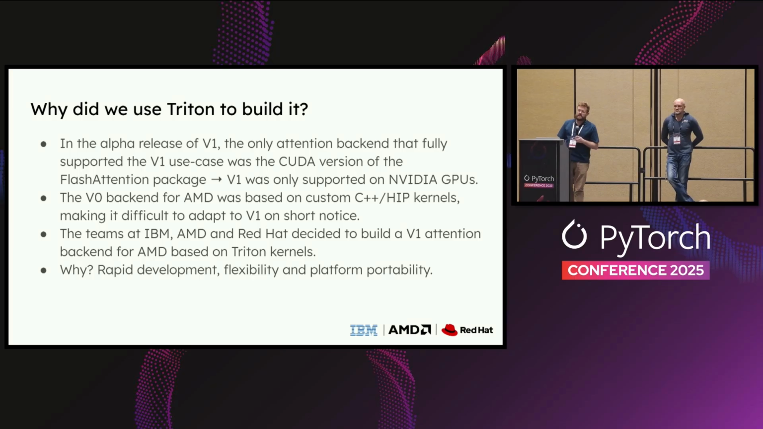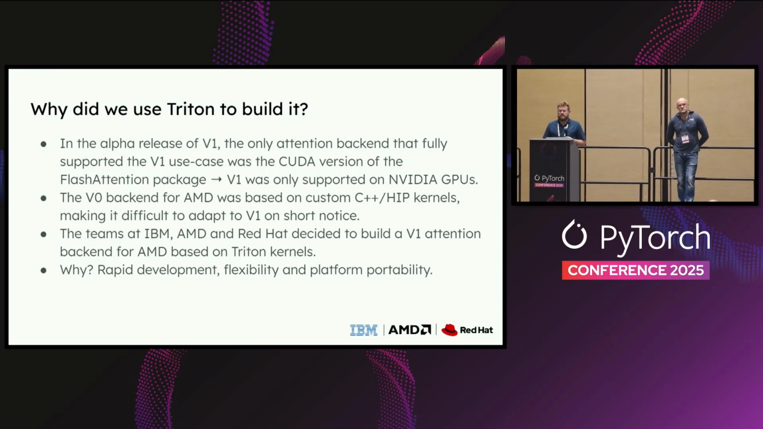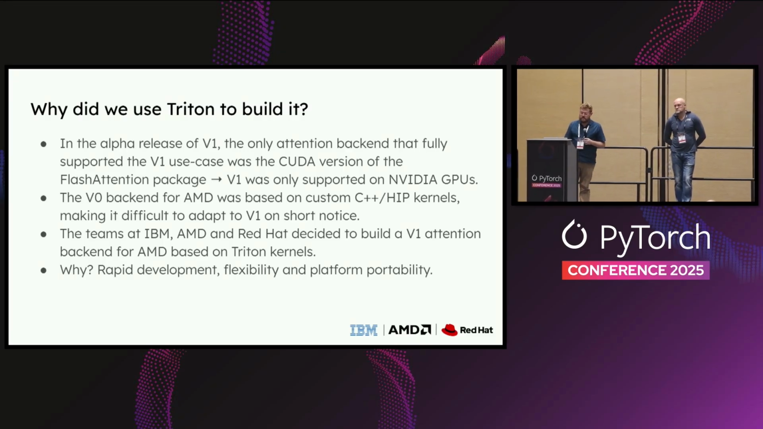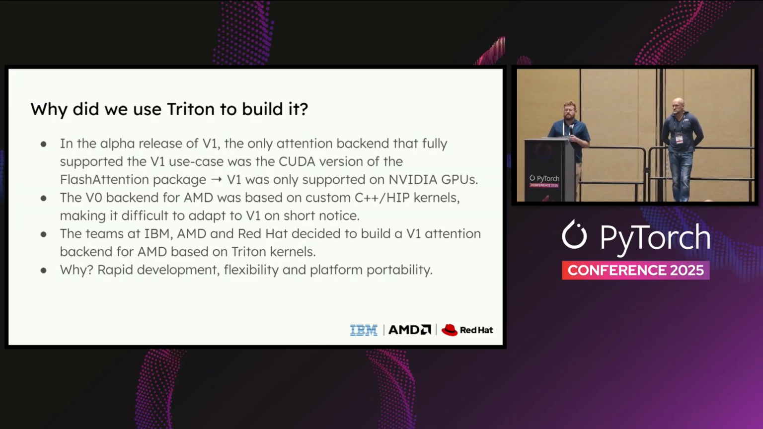I mean, one option is to say, let's take the v0 backend and port it to v1. But that v0 backend used a lot of custom HIP kernels, which I don't know how to write. That takes more time to adapt those kernels to this v1 use case. So the team across IBM, AMD, and Red Hat decided to try and build an attention backend for v1 using Triton.